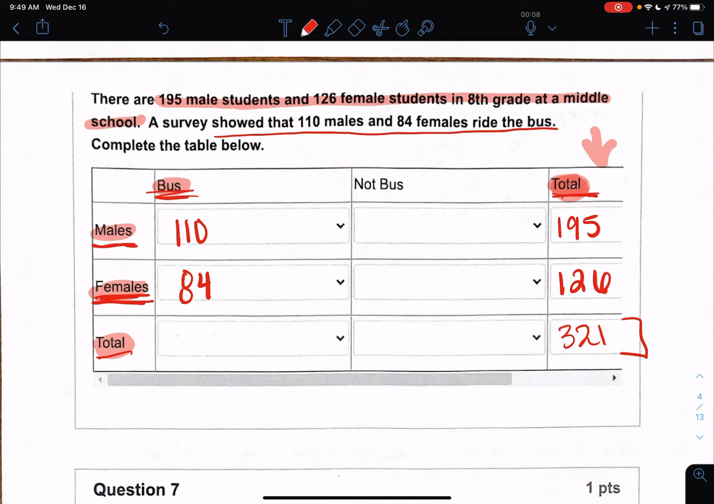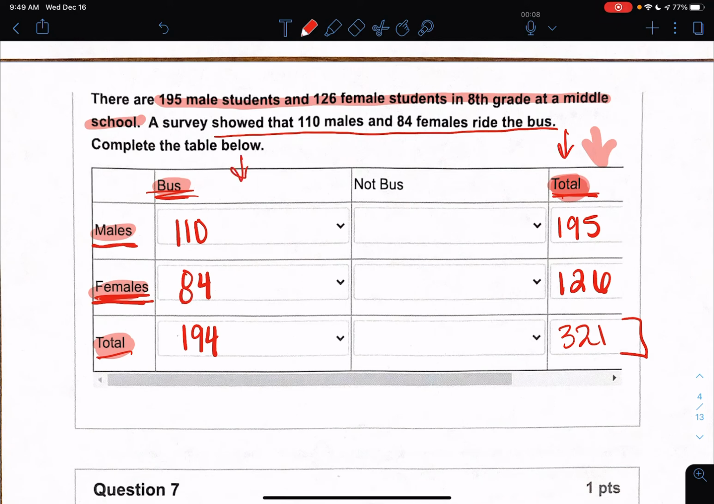Now, if I had to figure out how many people rode the bus in total, I would just add 110 plus 84, which gives me 194. Okay. And then from there, I have a whole other column figured out. Now, I still don't have the information for not bus, but they did not give me that in the story problem either, so I have to figure that out with my total amount that I have and however many people I have riding the bus.